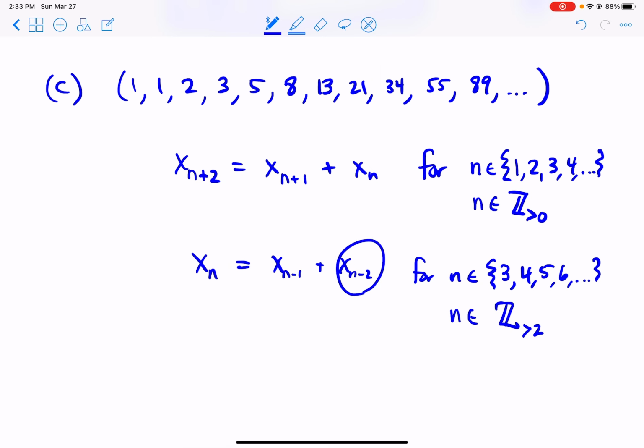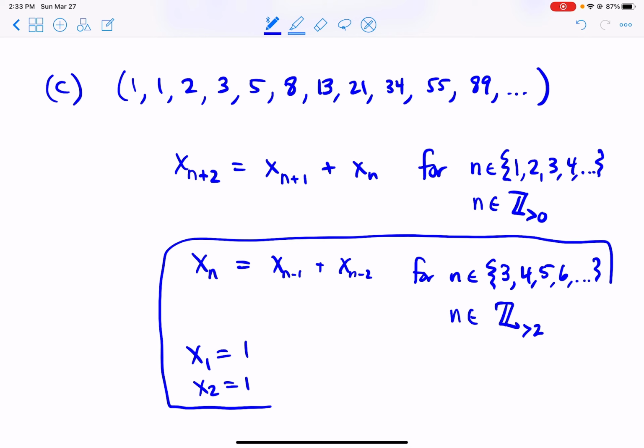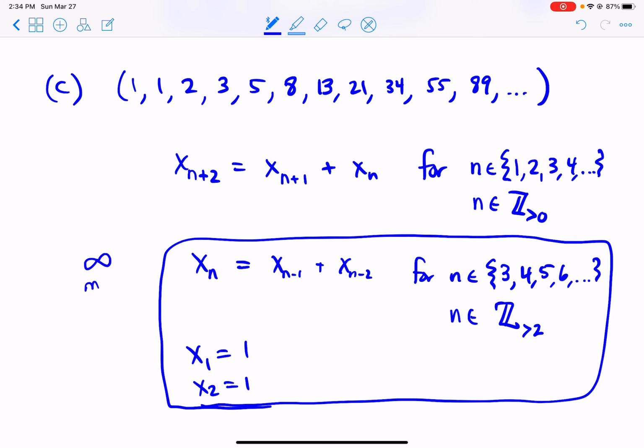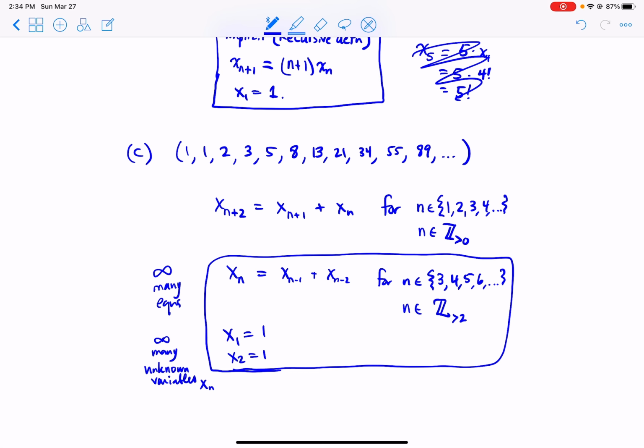Just so that this is x1 in the lowest case. And then I have to actually get started. I have to say that x1 is 1 and x2 is 1. So this would work right here. You could also use this instead of this. But you see this is infinitely many equations in infinitely many unknown variables x sub n. Okay, that's it.